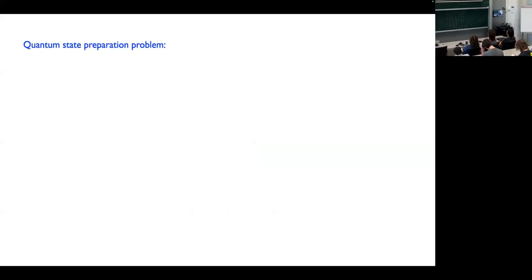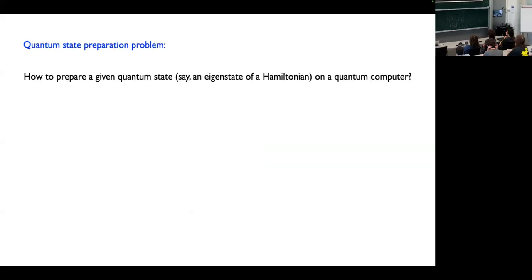Okay, so I've been interested in the so-called quantum state preparation problem, which is how to prepare a given quantum state, say an eigenstate of a Hamiltonian, on a quantum computer.